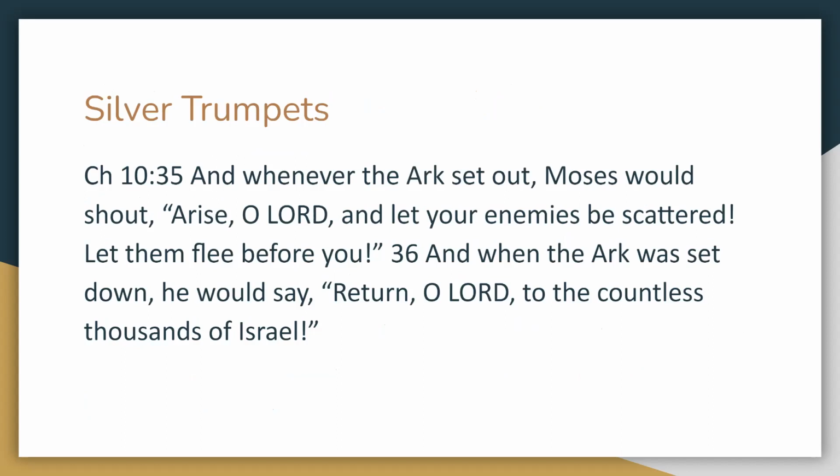Silver trumpets is kind of interesting. Just before they were leaving Sinai, Moses instructed them to make 2 silver trumpets to be used to call the groups to marching order to be able to move forward.